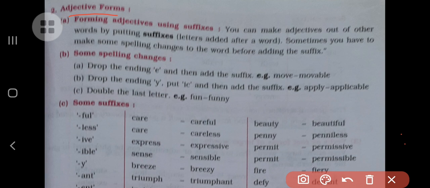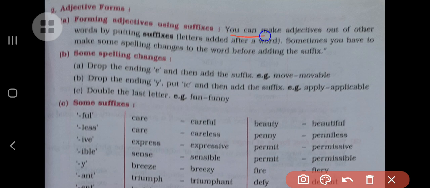So look now, there are certain ways for the formation of adjectives. Which are the ways we will see now. Today we are going to learn adjective forms, and for forming adjectives we have to use some suffixes. Yes, we have to learn how to form adjectives by using some suffixes. Okay, so let's see now.